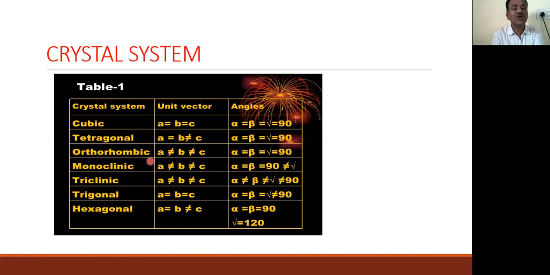For example, orthorhombic: a is not equal to b is not equal to c, but alpha equal to beta equal to gamma equal to 90°. In this fashion, people distinguished or identified the crystals. There are 7 crystal systems.